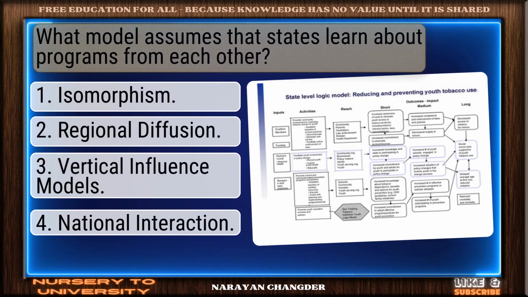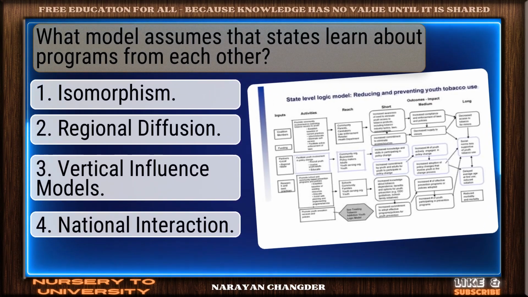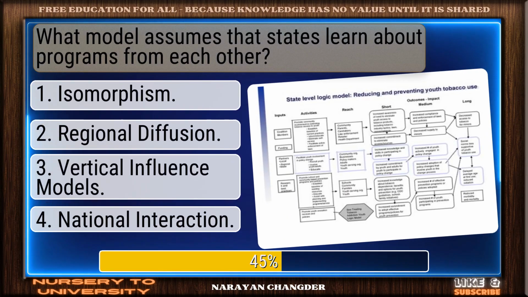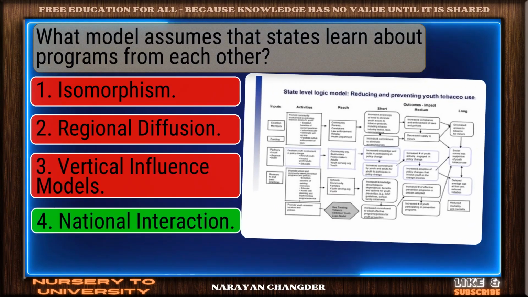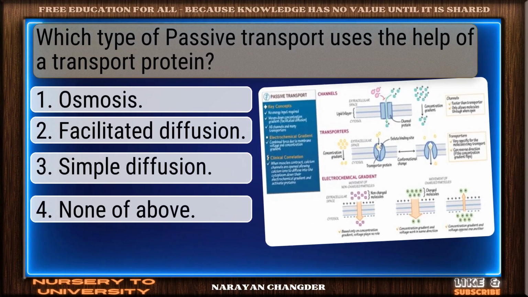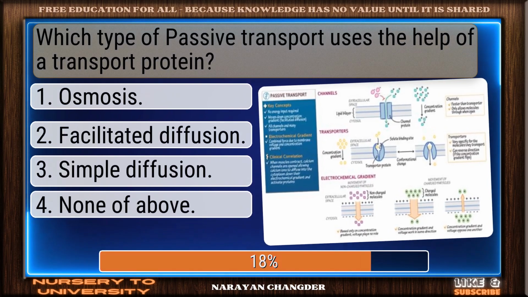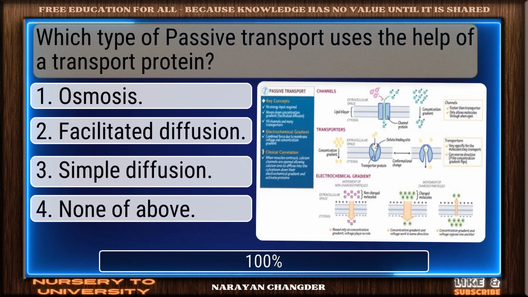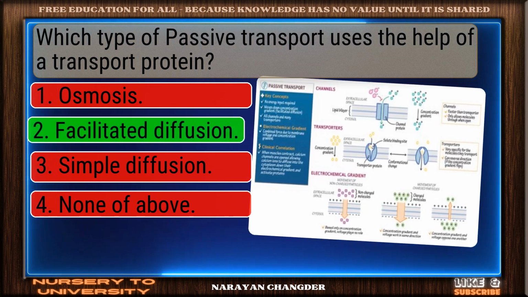What model assumes that states learn about programs from each other? Excellent choice. National interaction is the right answer. Which type of passive transport uses the help of a transport protein? Nicely done. Facilitated diffusion is a solid answer.